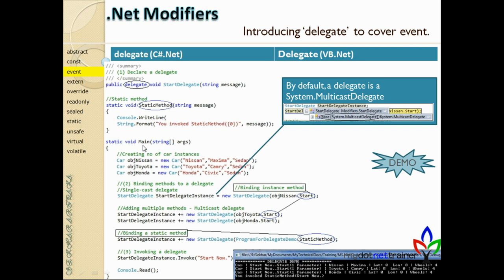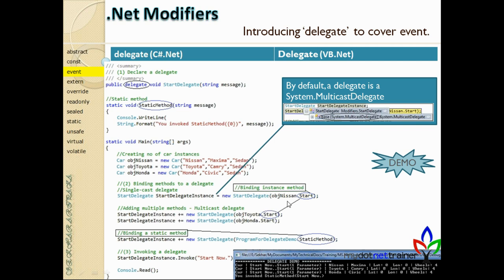Another method is within the main. Since we already have the car class demonstrated in the previous sessions, I'm making use of the car class here. I created three instances of car: obj Nissan, obj Toyota, and obj Honda. All three got instantiated with the respective values. In step two, I'm binding the methods to the delegate. The first method I'm binding uses the new construct, creating an instance of the delegate and passing Nissan.start. This is an instance method, because it is part of the instance variable obj Nissan. Similarly, I have added the remaining three methods.